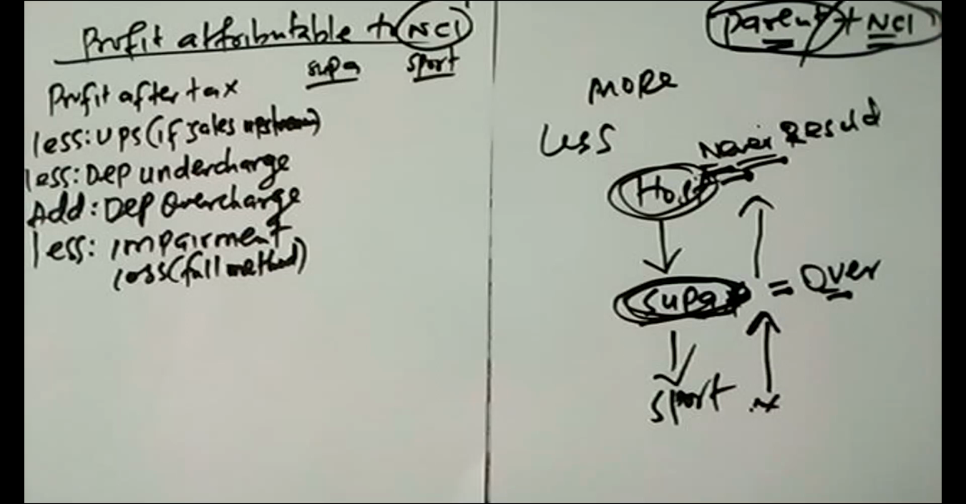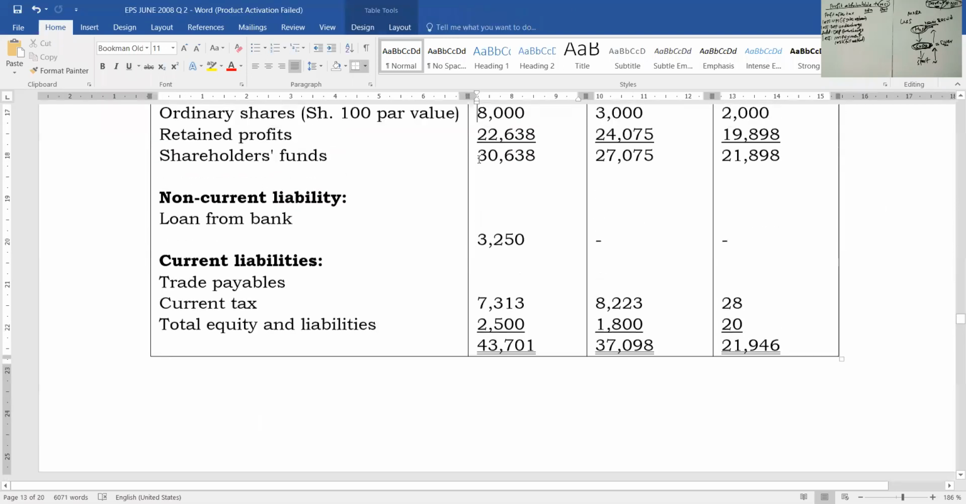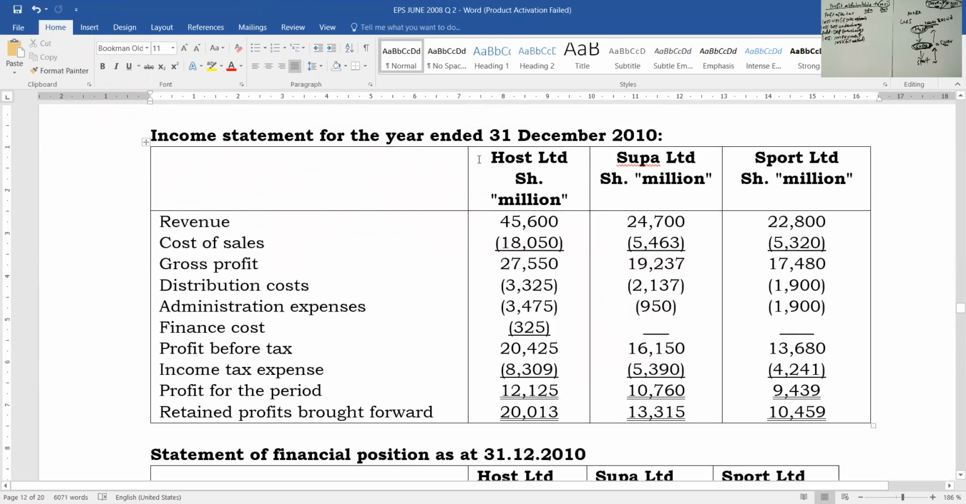So let me display again. The profit after tax here, the profit for the period, 10,760 and 94.39. So that is the profit for the period.